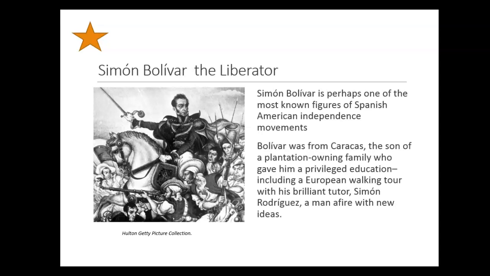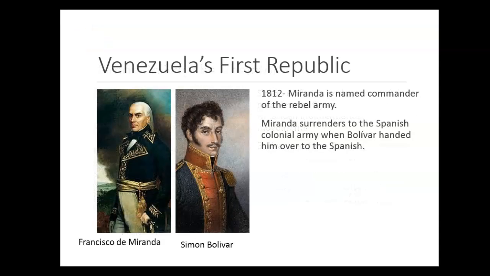Another important figure among the First Republic was Francisco de Miranda. In 1812, Miranda is named commander of the rebel army. Miranda was a military leader with an extensive military career. Earlier, Miranda had fought under George Washington against the British, served as a general in the French Revolution, and fought with the French against Prussia and Russia. He also was a revolutionary who in 1806 had organized a rebellion but failed to gain independence from Spain.